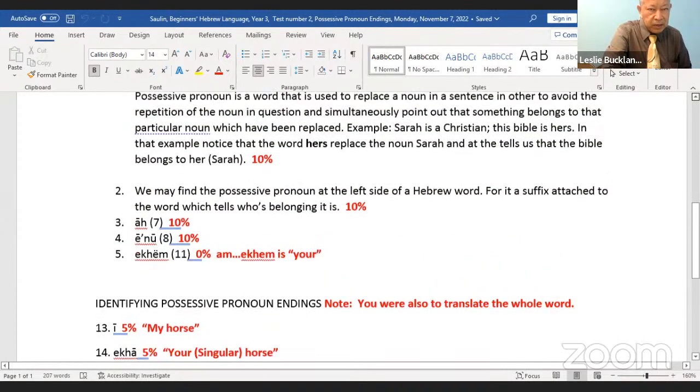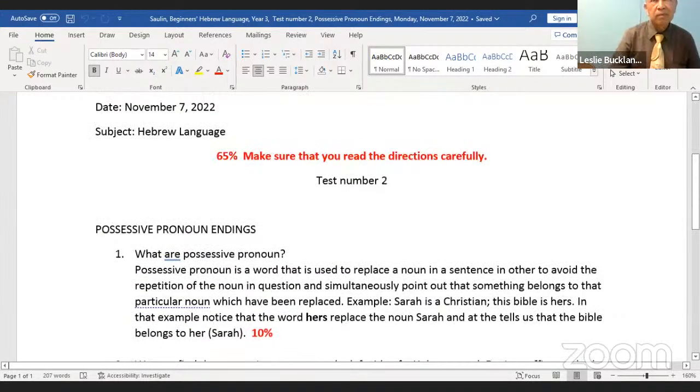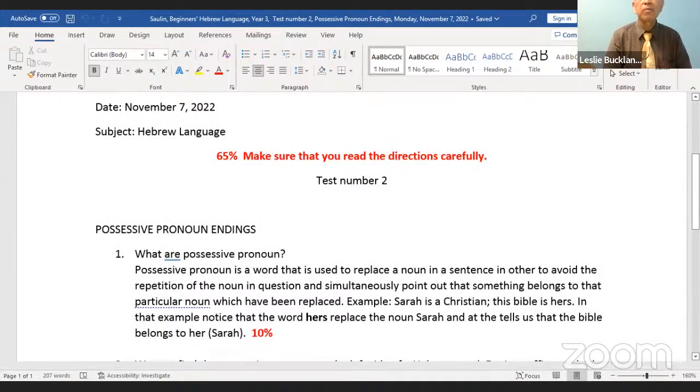Yes. I think what happened, as you said, it was 2 categories. The first category was possessive pronoun endings. And the second one was identifying, or translating the whole word. That's only what I saw. But if I look through the question, I noticed the title, which identifies the category. Okay, I see what you're saying.